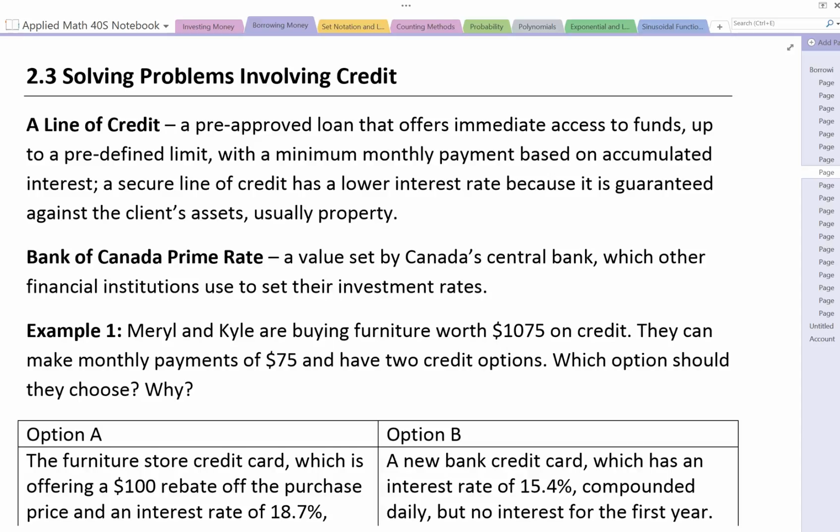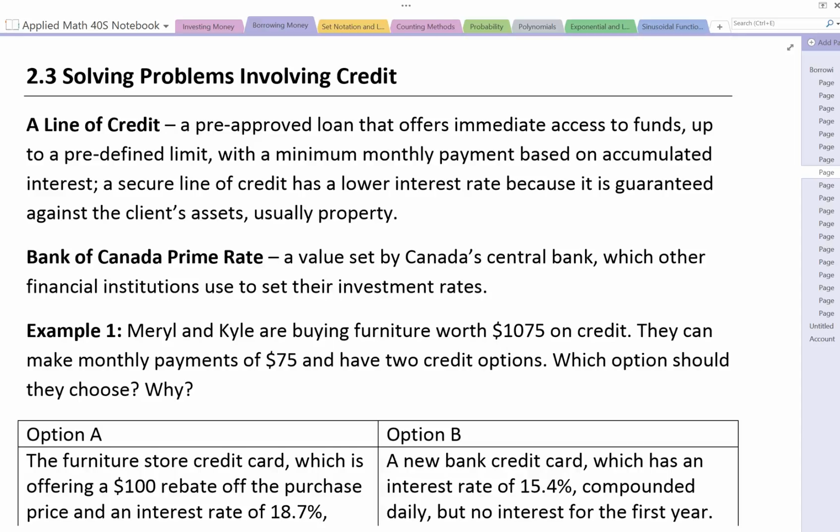There's the Bank of Canada prime rate. This is a value set by Canada's central bank, which other financial institutions use to set their investment rates. So often you'll hear things like prime plus 1 or prime plus 2, right? So everyone starts at the prime rate and then adds whatever they want to that prime rate. And the prime will change depending on politics, depending on the economy, depending on lots of different things. So it's not a static rate, it'll change.